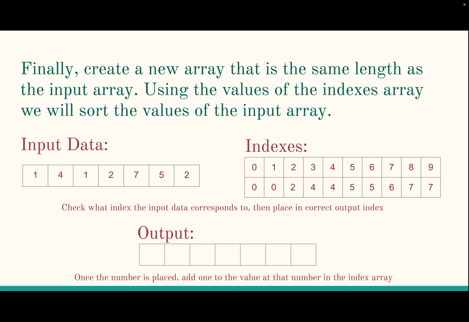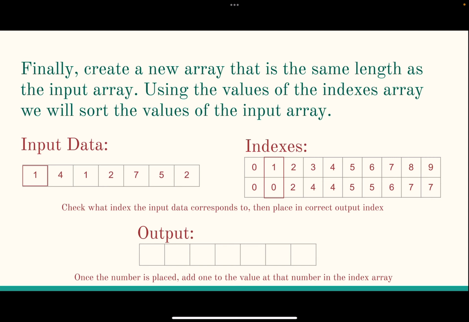Finally, you will create a new array that is the same length as the input array. Using the values of the index array, you will sort the values of the input array. So you will first check the index that the input data corresponds to, then place it in the correct output index. Once the number is placed, you will add 1 to the value of that number in the index array.